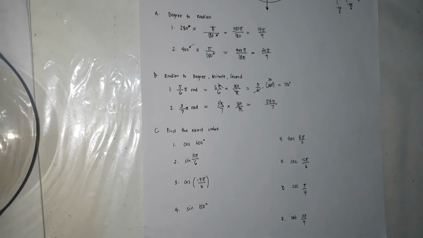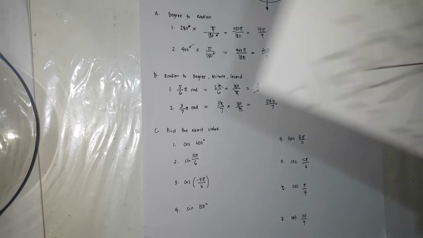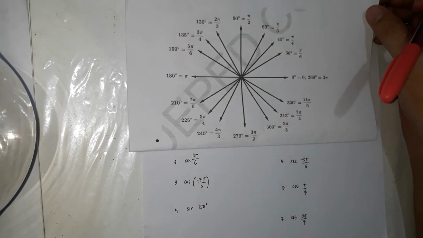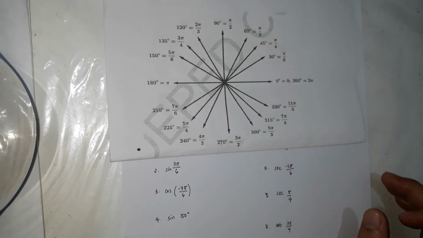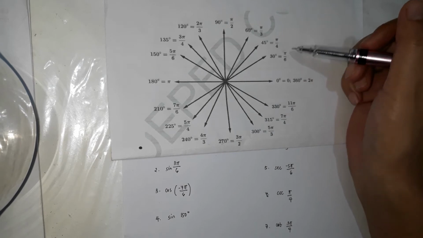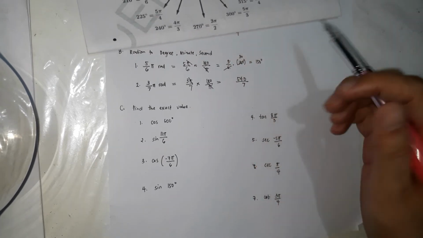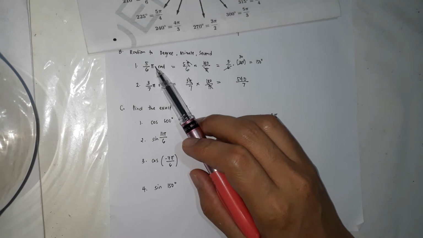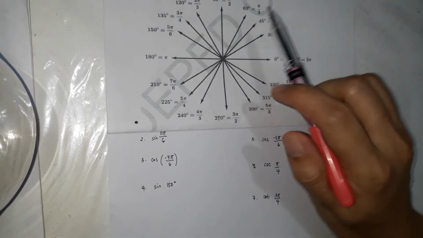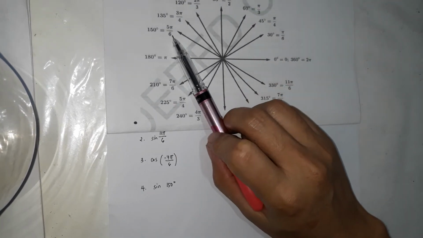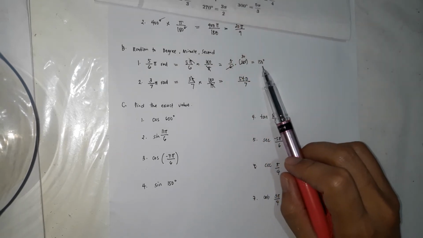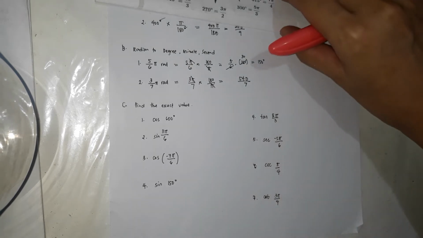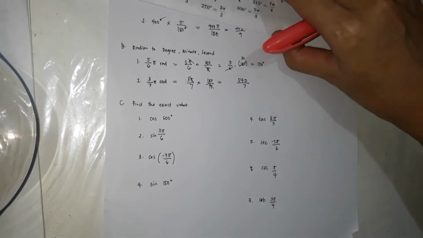So if you're going to look at it, this is now the unit circle and the measure of the angles in its corresponding radian measure. So if it is 30 degrees, that's pi over 6. In our example, let's check if 5 pi over 6. So here it is, 5 pi over 6. It's 150 degrees, so is our answer correct? So our answer is correct, so very good. So that's 5 pi over 6.